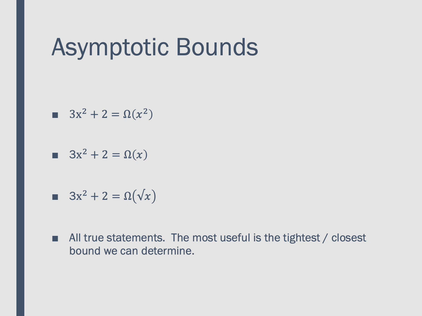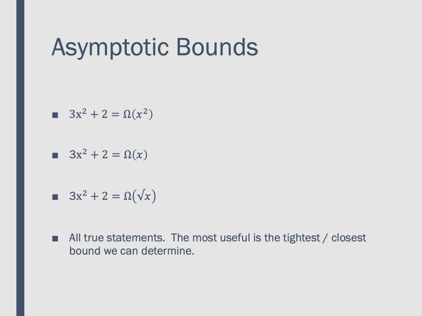Second is 3x² + 2 = Ω(x). Well, this is also correct, where x² grows faster than x, so x can serve as a valid lower bound. However, it's not the tightest lower bound.